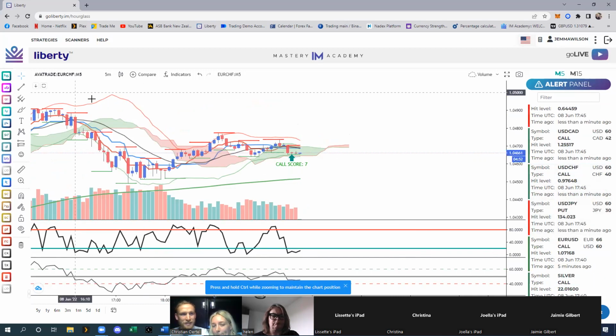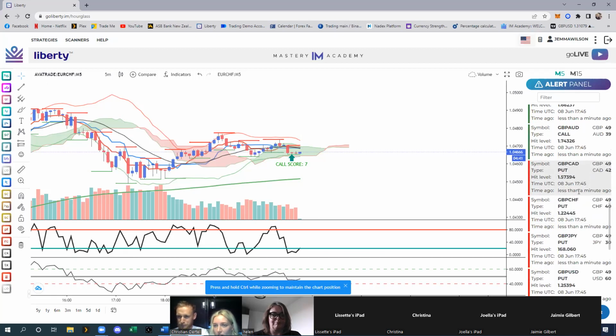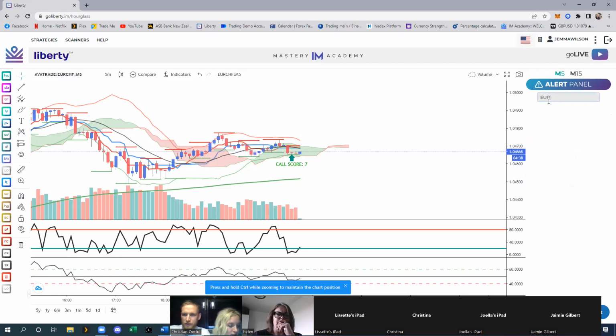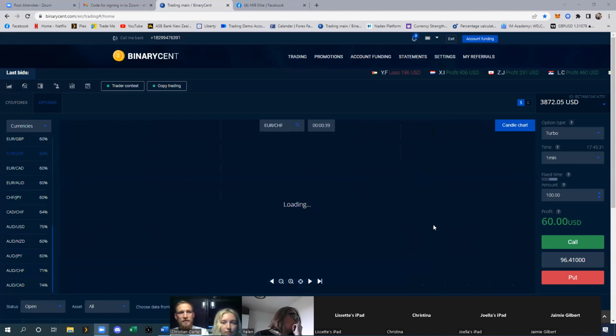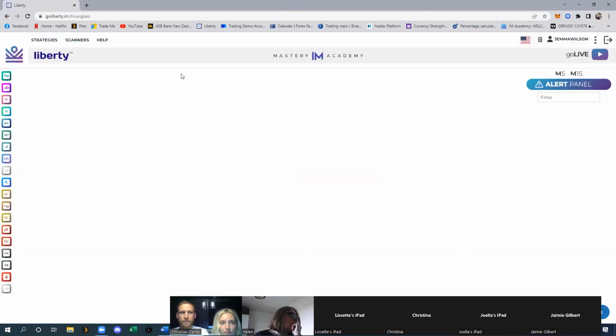What is this? Euro CHF. Okay, where did it go to? And of course, my search function's not working. Let's refresh that. Sorry, guys. We're in our caravan, and I have a feeling that our internet's not the greatest. We don't have our Starlink set up yet, or we haven't received it yet. Come on.